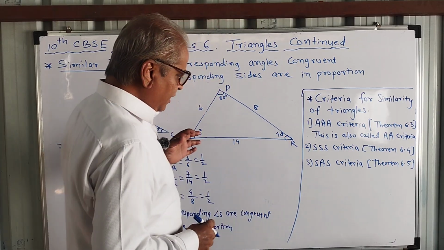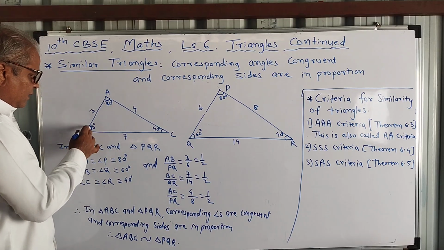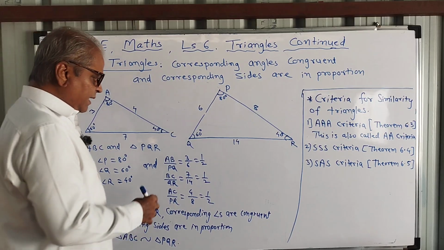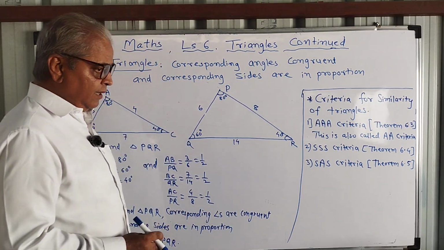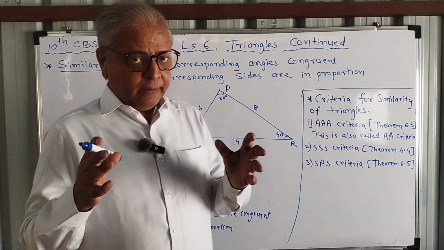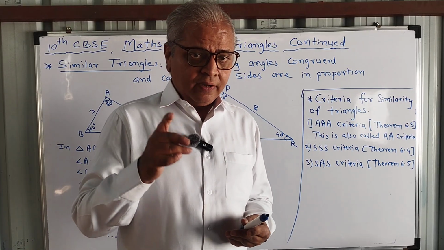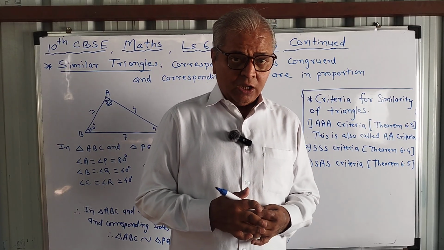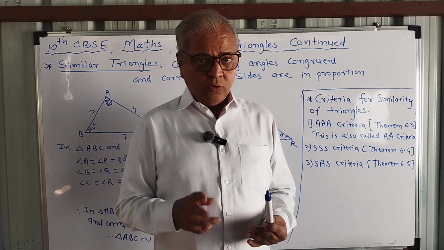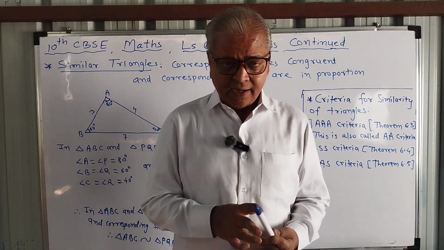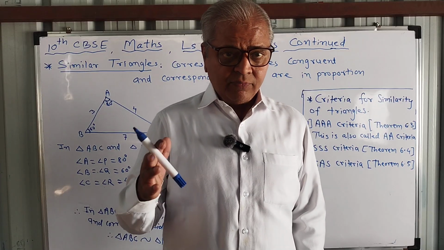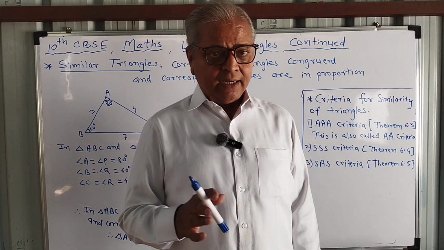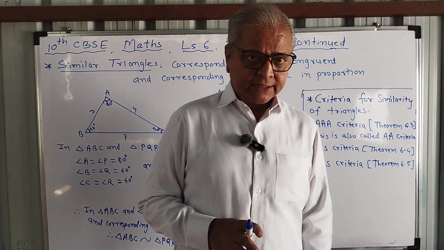But see here, if two angles are shown congruent, 80 and 60, definitely the third angle is 40 degrees. So in two triangles, if you show or prove that two angles are equal, that is also sufficient. So no need to show all three angles congruent, only to show two angles of one triangle are congruent with the corresponding two angles of another triangle, then also the triangles are similar by the AA test.